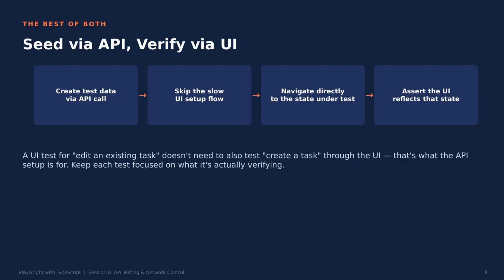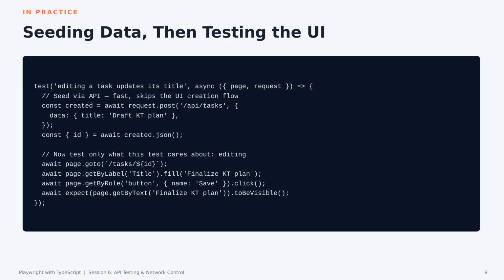Here's the reasoning behind this. A UI test for editing an existing task doesn't also need to retest creating a task through the UI. That's exactly what the API setup step is for. Keep every single test focused specifically on what it's actually trying to verify and let the API handle everything else around it. Let's see this pattern in real code.